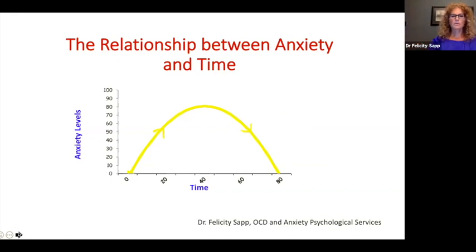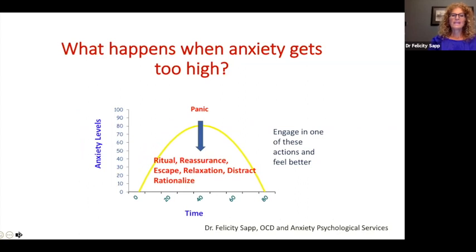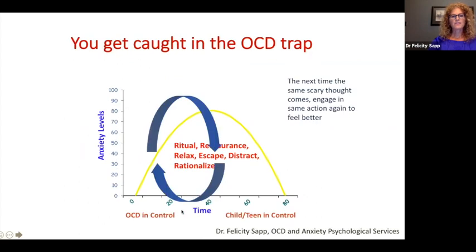Now, the problem with that, though, is it gets interrupted. When it gets too high, people want to do something to feel better. So someone with their OCD might do their ritual. Other people might get reassurance. Maybe they do some relaxation. They're going to do a behavior to feel better, to bring that anxiety down, and it works, right? The anxiety does come down, but it's just a temporary relief, because the next time that they have that same scary thought or get in that situation, they're going to want to do that same behavior again and again. And again, here we go.